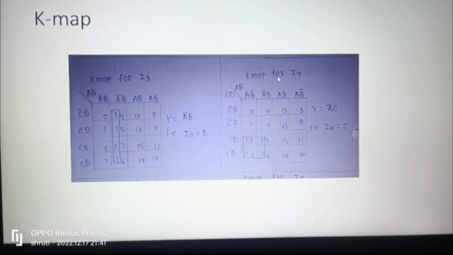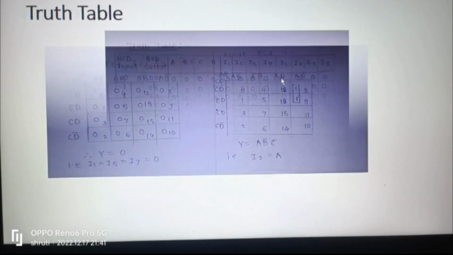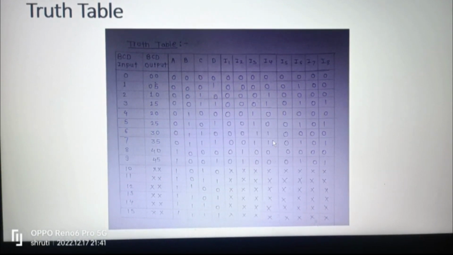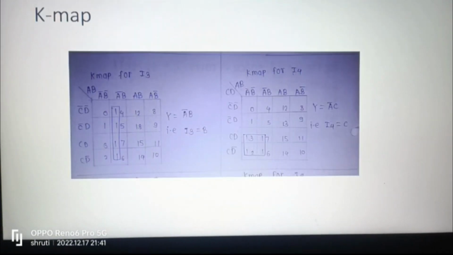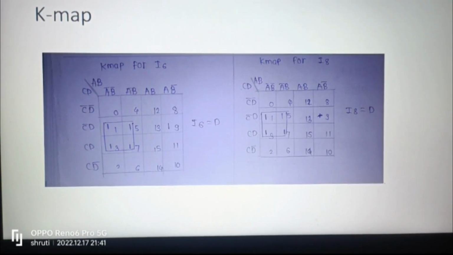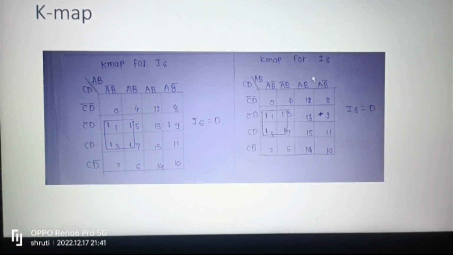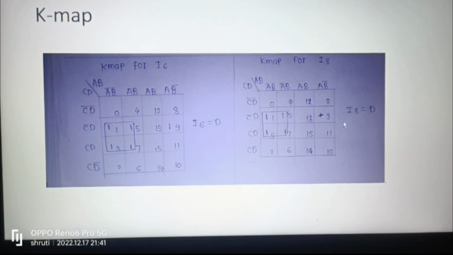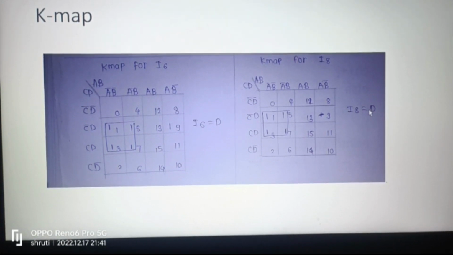Likewise, the K-map for I4 also has the same entries as C, that is 1 1, like here this one and this one. So I4 is equal to C. And next, for I5, I6 and I8, I6 has entries like D, and I8 also has entries like D.